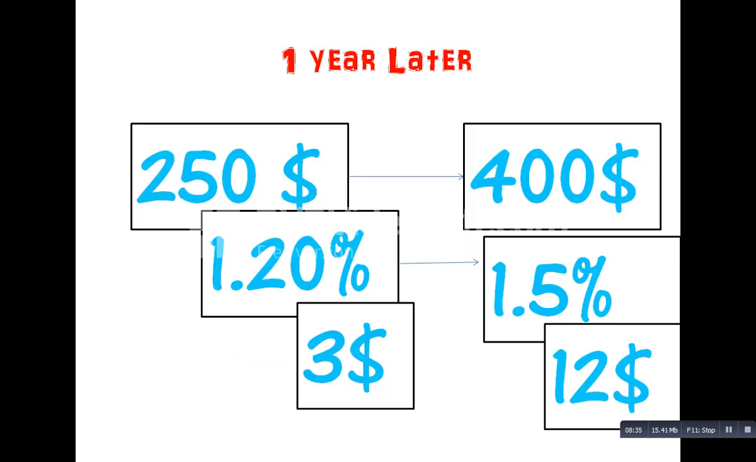So as we proceed, 1 year later, the change in the market is exactly the same as we saw in the earlier example. The stock price changes from $250 a share to $400 a share. The dividend changes from 1.2% a year to 1.5% a year. That means the yield you are getting at that point in time is, instead of $3 a year, $12 a year. So this is the overall change in the stock.